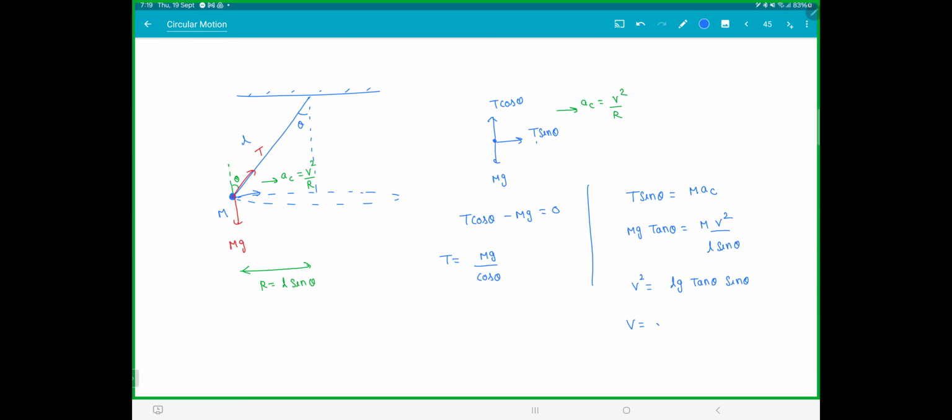So you got the speed from here. What I want is time, isn't it? So time will be the circumference 2 pi r by speed v. Make sense? The total circumference by speed. So that would be 2 pi r is L sine theta. Speed is the root Lg tan theta sine theta. So this would be 2 pi root over L by g. That will become sine square theta. One sine will cancel, you're left with cos theta. That's your answer.